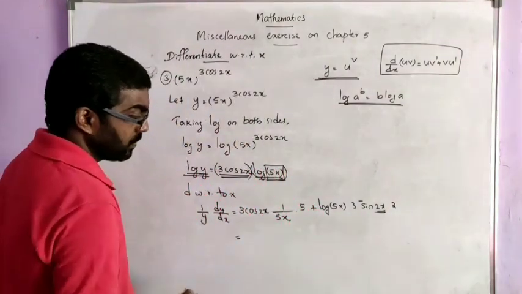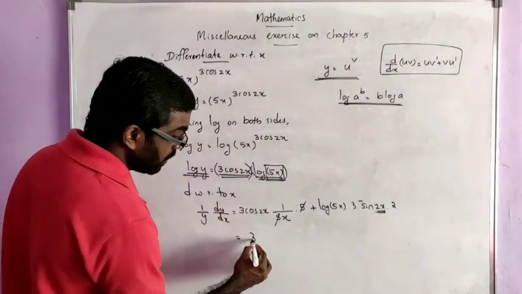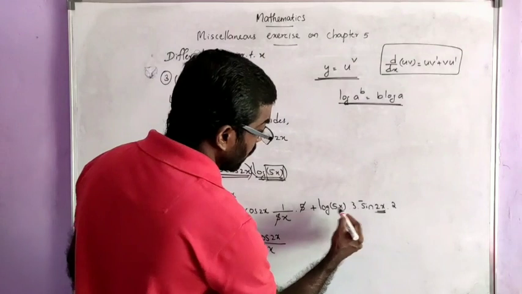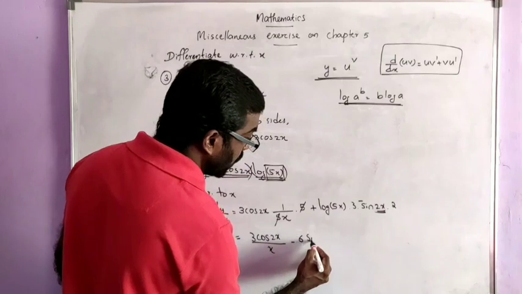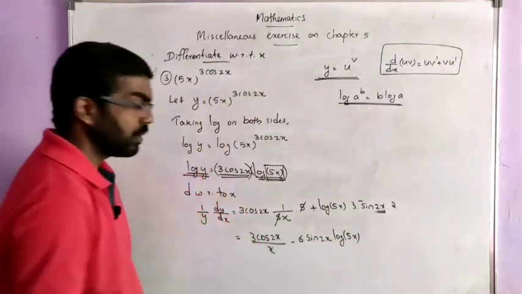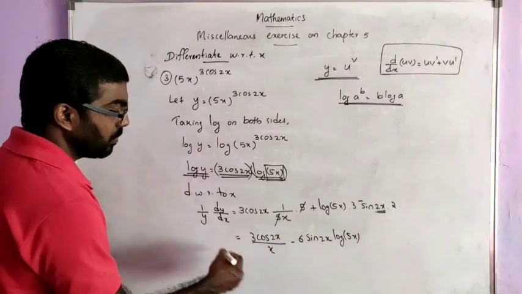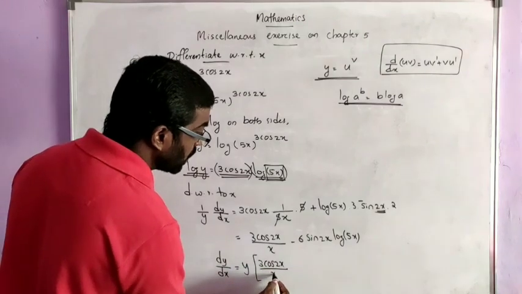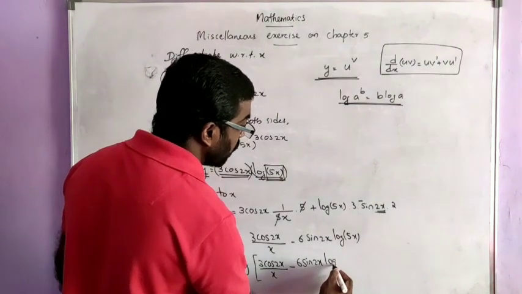So which is equal to, here we can cancel this 5 and 5 and the remaining is 3 cos 2x divided by x. Then here plus into minus is minus, 3 2s are 6, sin 2x, then log 5x. Okay, that is dy by dx is equal to, this y we can multiply, y into [3 cos 2x divided by x minus 6 sin 2x into log 5x].